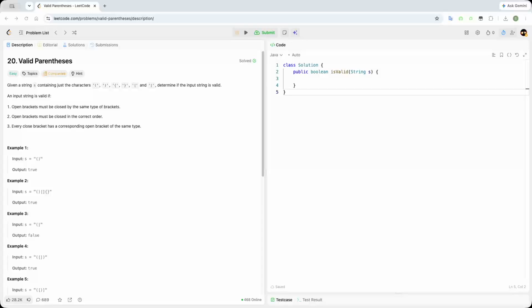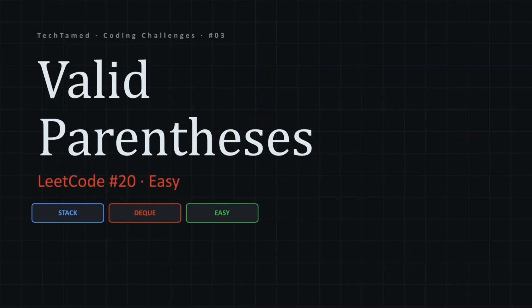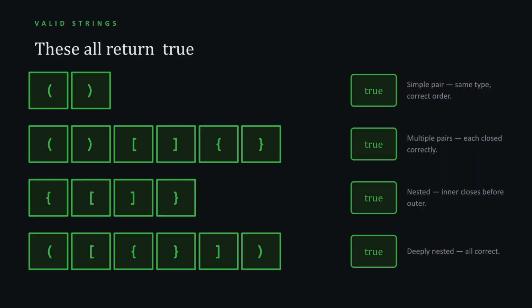Let's break it down. Here's the problem. Given a string containing just the characters parentheses, curly brackets, and square brackets, determine if the input string is valid. A string is valid if every open bracket has a corresponding close bracket, every close bracket has a corresponding open bracket of the same type, and brackets are closed in the correct order. You can't close a bracket that hasn't been opened yet. We will try understanding the problem first.